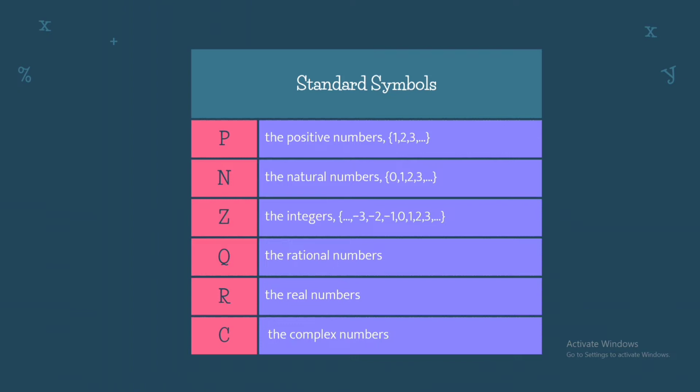Instead of writing down set of 1, 2, 3, so on and so forth, we will use symbol P to make it short. So, dapat maging familiar tayo sa positive numbers or sa symbol na P kasi yun yung gagamitin natin throughout the discussion or throughout sa lesson na pag-aaralan natin.